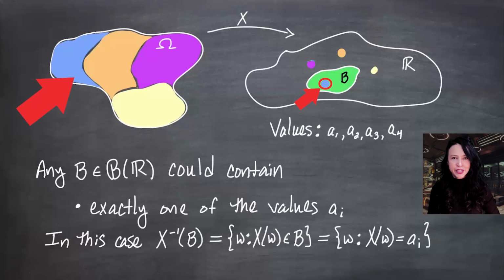So this is me trying to build up why I said that you really can just look at pulling back the single points and not have to look at all Borel sets. I think you get where I'm going with this, but let's take one more.